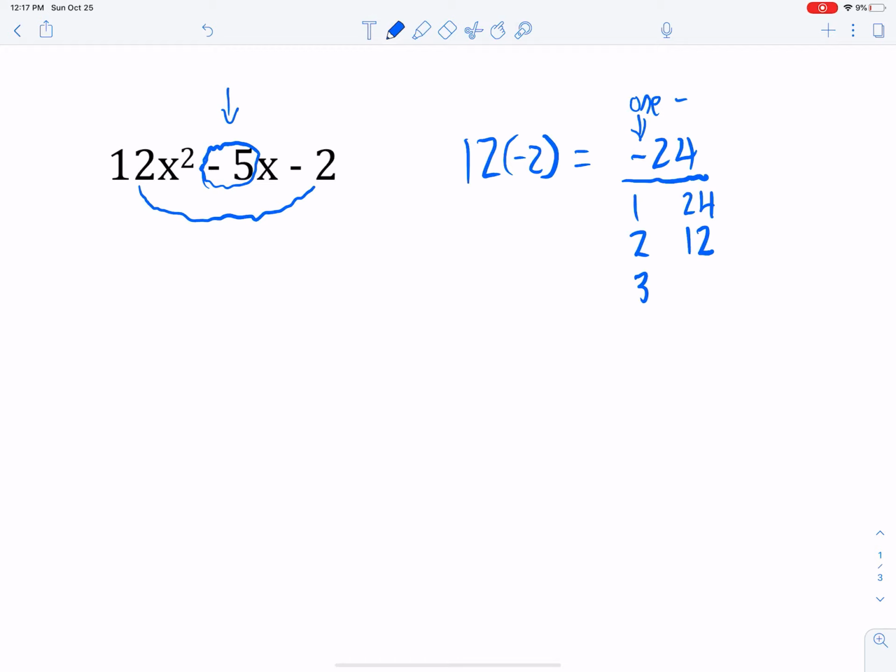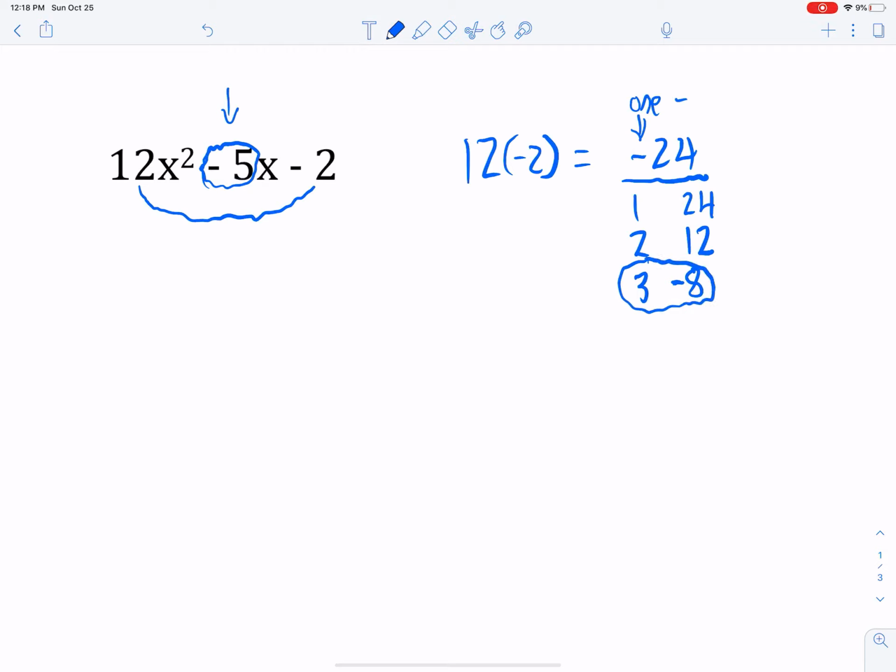I could also do 3 times 8. This one actually is going to work. Putting a negative in front of the 3 wouldn't help, but putting a negative with the 8 definitely does help. 3 times -8 is -24. 3 plus -8 is the -5 that I'm looking for.